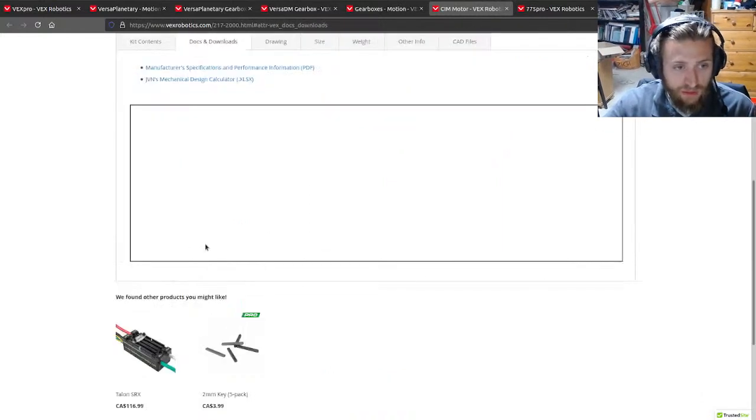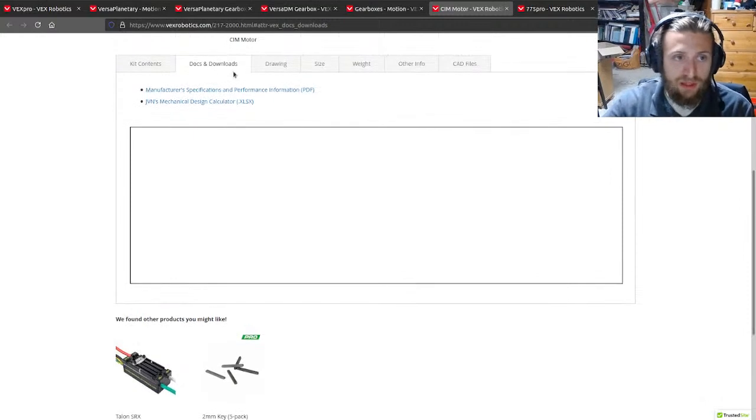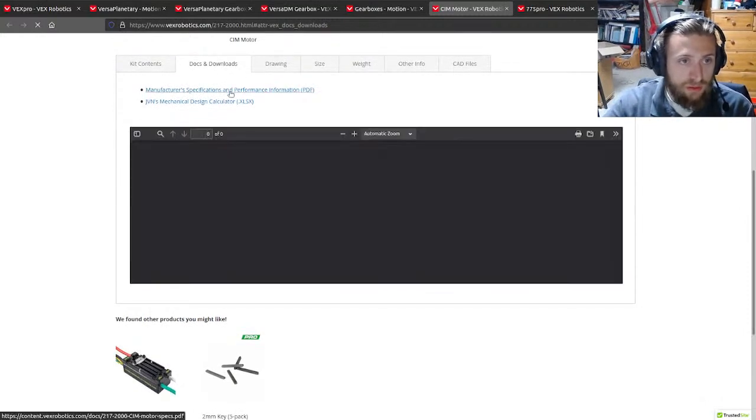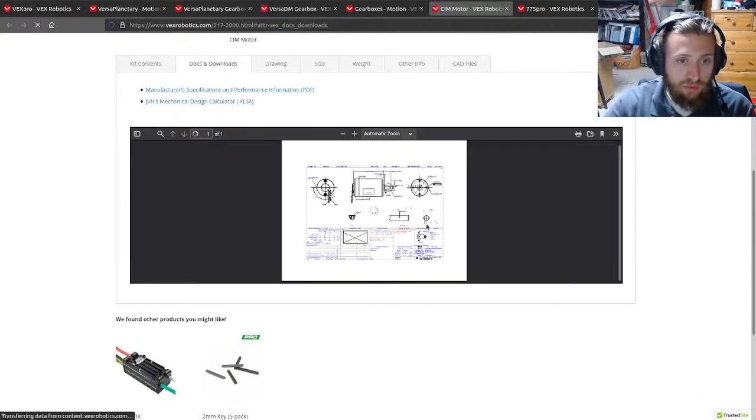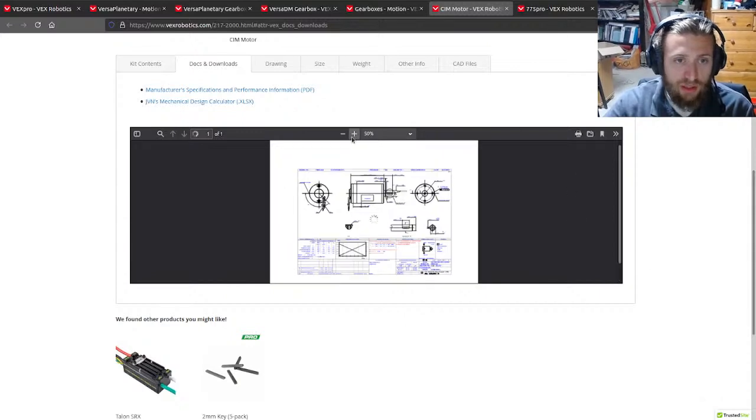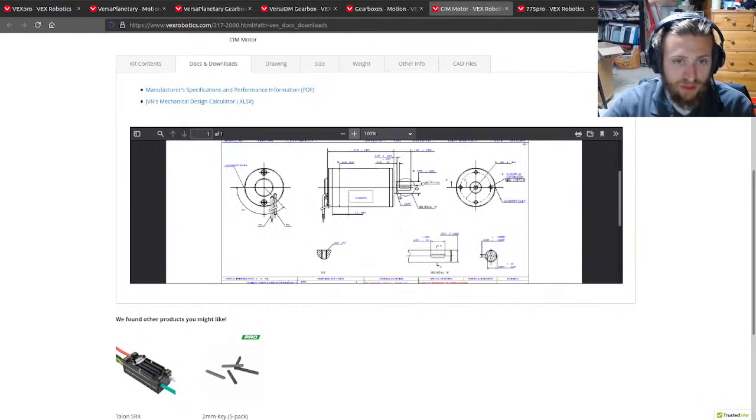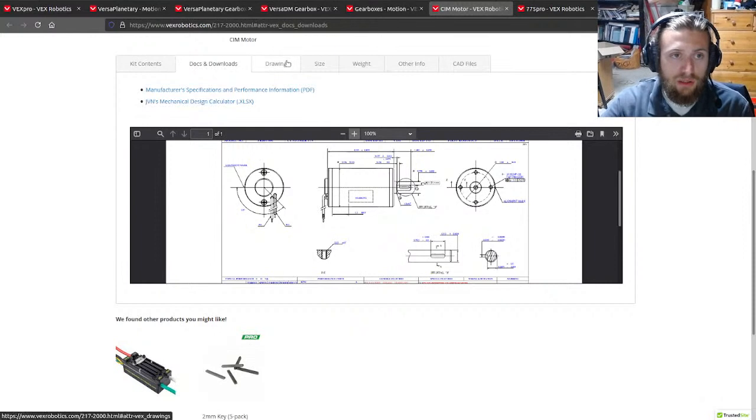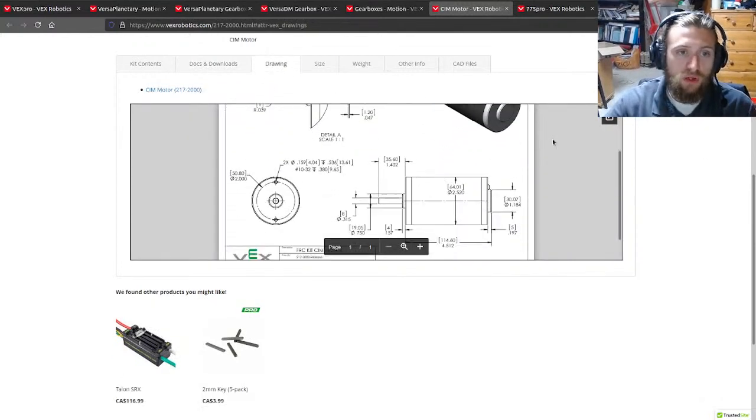Now, here are some of the documents and downloads. They give you performance specification, part drawing. You can see they give you the full CAD, the full drawing. They also have a little tab here for drawings.